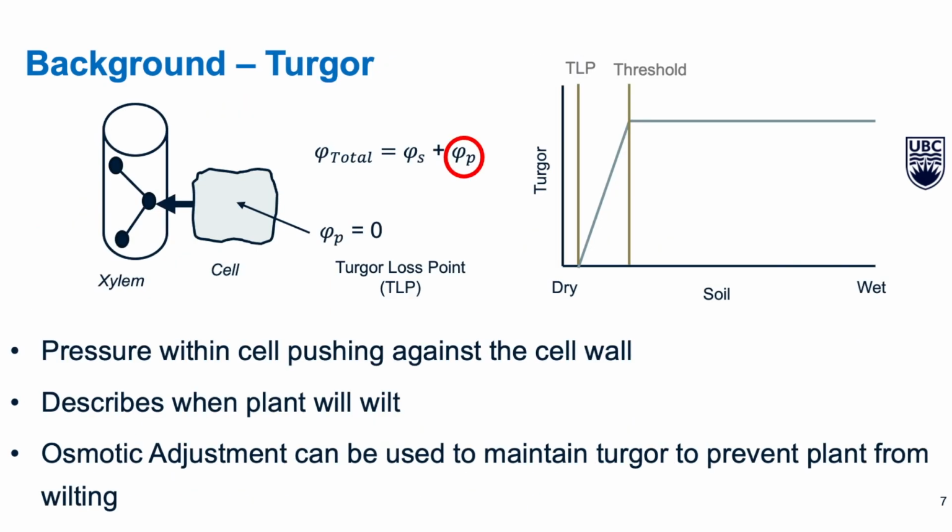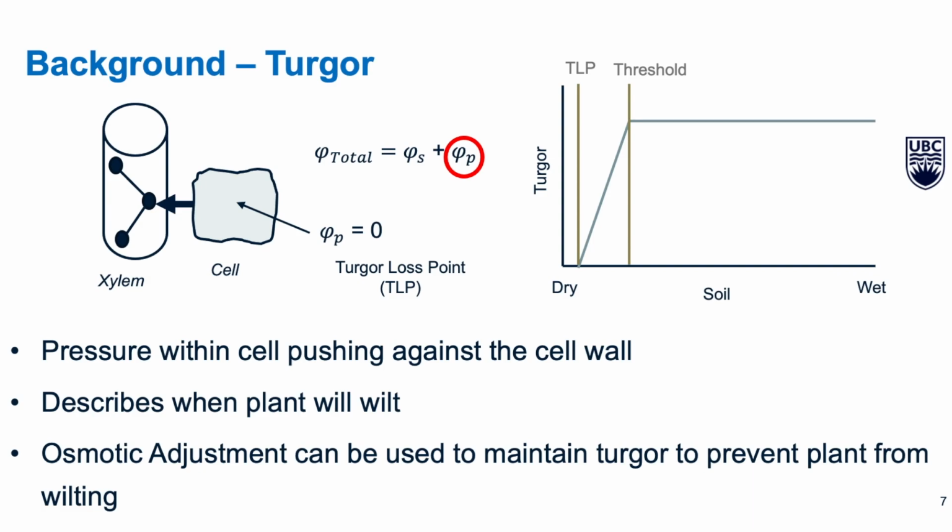The turgor is another component of the water potential calculation. It is the pressure within a cell that pushes the plasma membrane against the cell wall and can describe when a plant will wilt. In the diagram above, the xylem pressure is more negative and the water molecules are more stretched, which causes the water to flow into the xylem from the cell to reach an equilibrium.